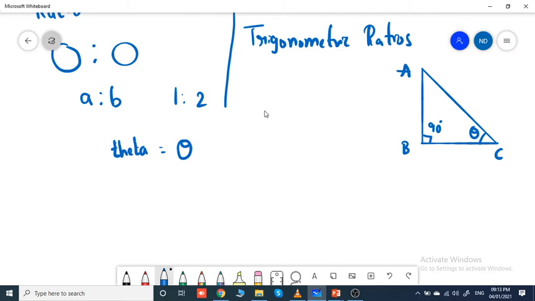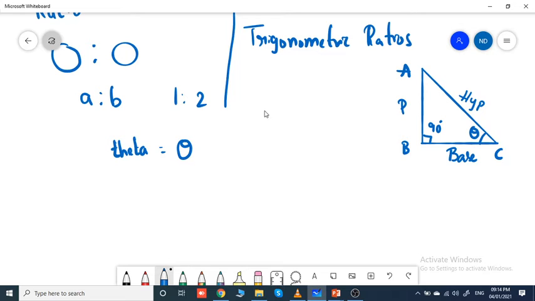For example, here I took theta. Here I want to take two things. First, for the theta, this is base and this is perpendicular. So what I did here, AB is perpendicular and BC is base. For theta, base is BC and perpendicular is AB, and AC is what? Hypotenuse.